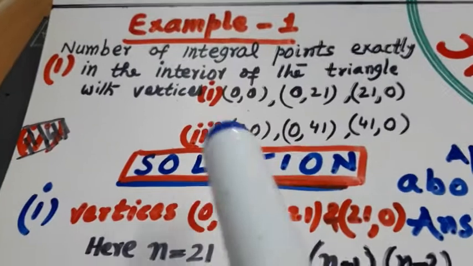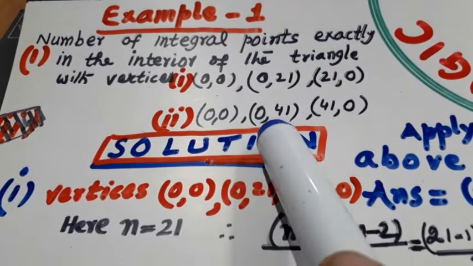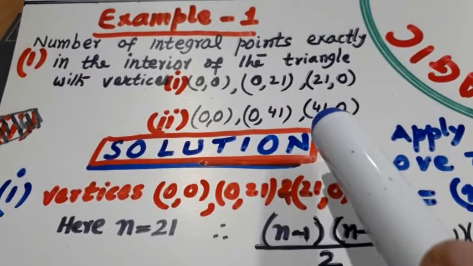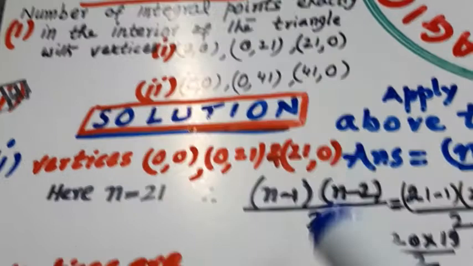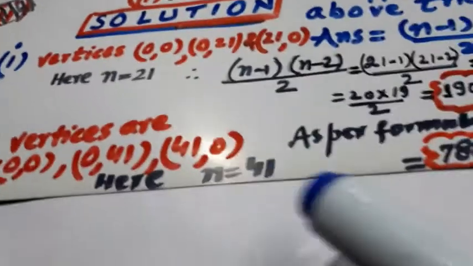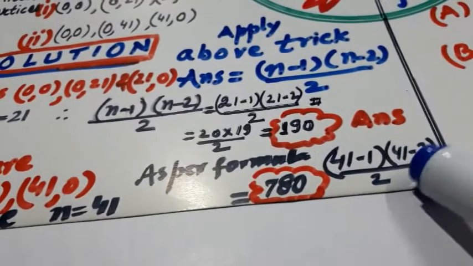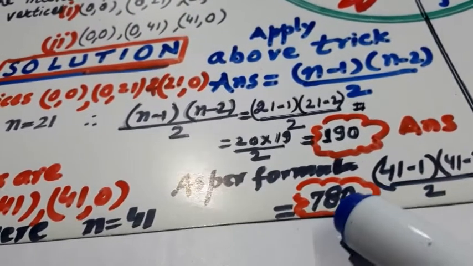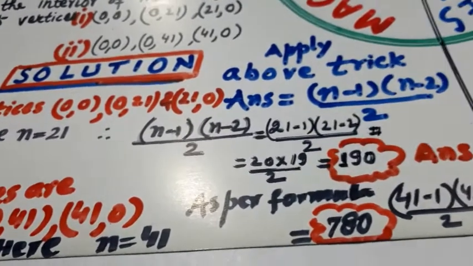Similarly, second part is 0, 0 is one of the vertices, 0, 41 second vertex, 41, 0 third vertex. Put this, n is here 41. Put 41 in the formula. What you will get? 41 minus 1 into 41 minus 2 over 2, you get 780. Very simple. Look, two questions in how little time. Very simple. Now let us go to the next trick.